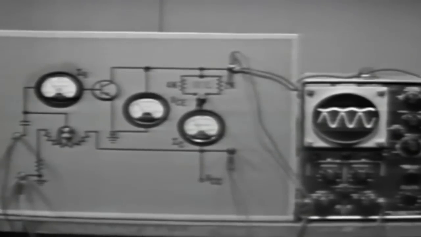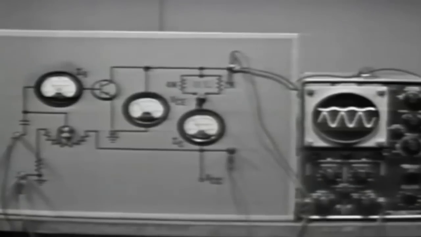While watching the current meters, both base and collector, we can observe the current gain, but we cannot readily see the voltage gain. What we can do is apply an AC signal to the circuit and observe both the input and output signals on this oscilloscope.